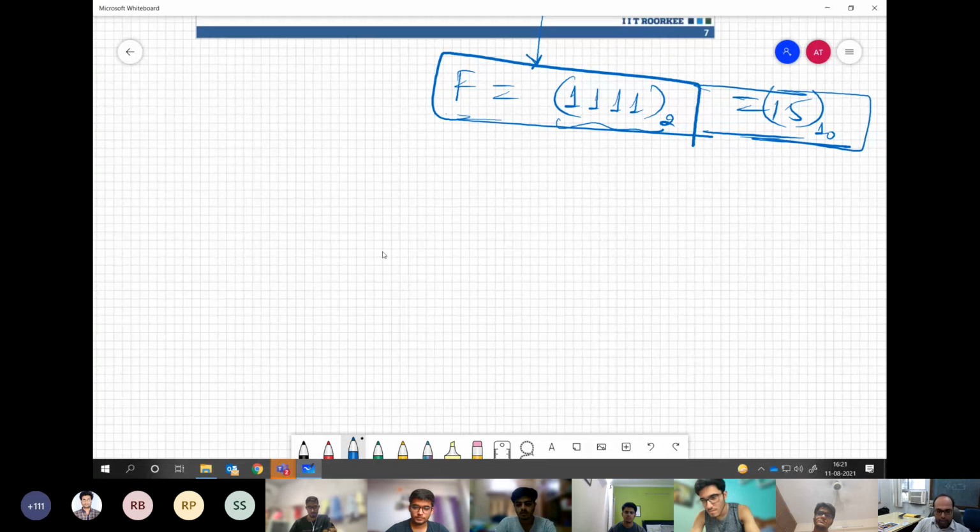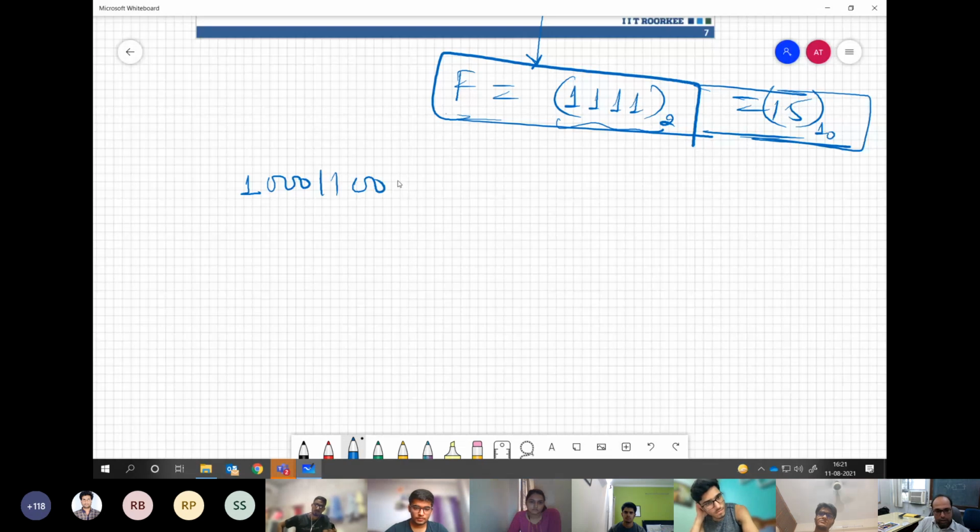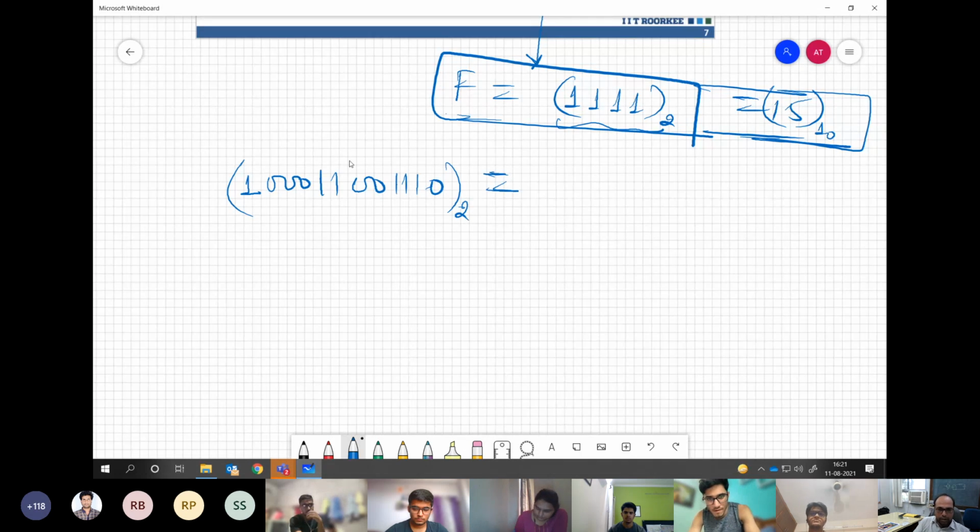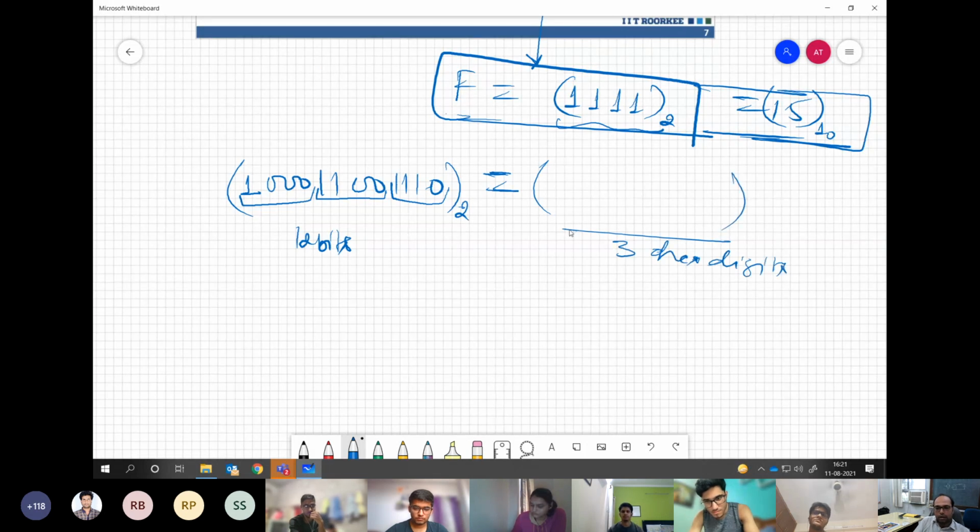So having said that, then we have the example we took yesterday, 1000 1100 110. Let's say this is the number at base 2, and we want to convert this to our hexadecimal number system. Then we have to club 4 bits together. Now you see this. The 12 bits now will come down to only 3 hex digits. So can you tell what these numbers would be?